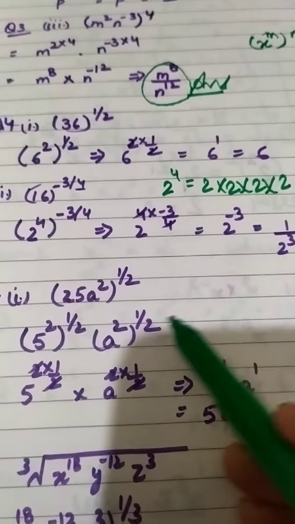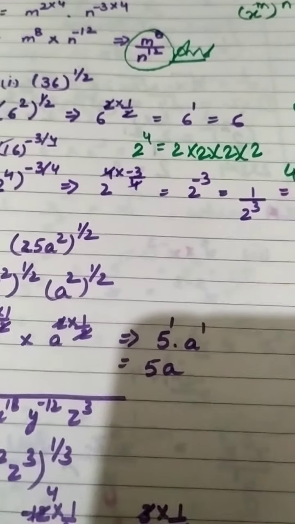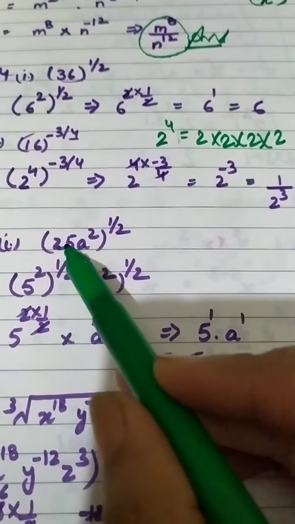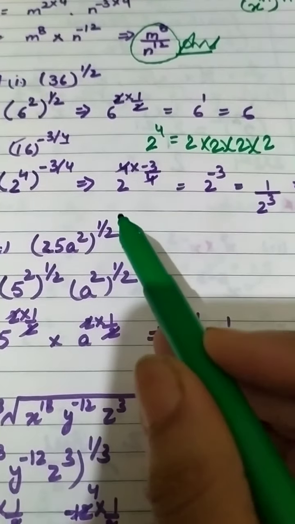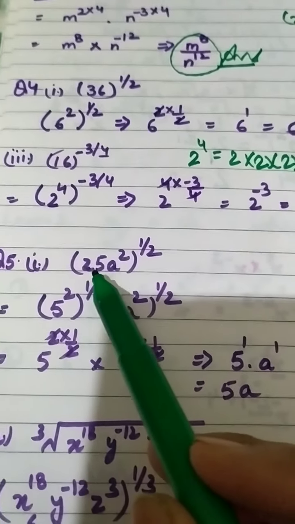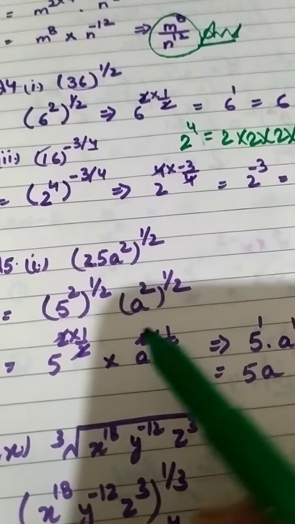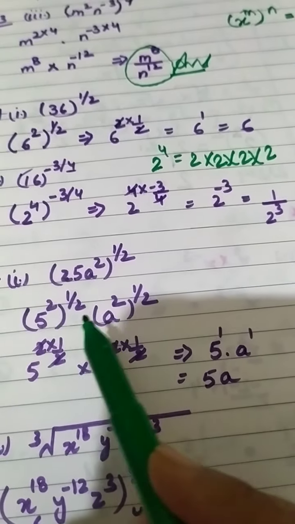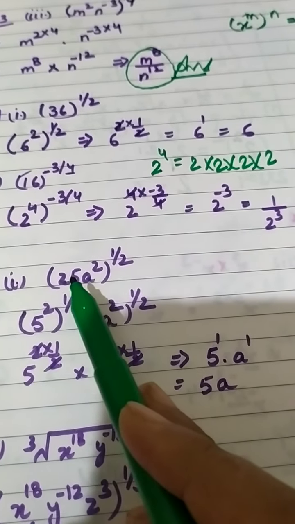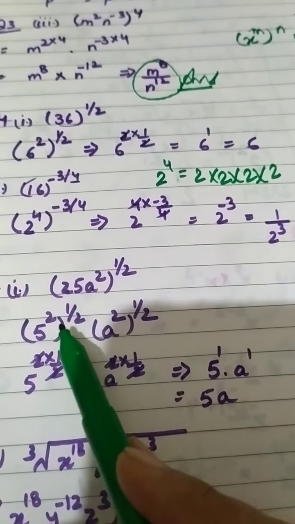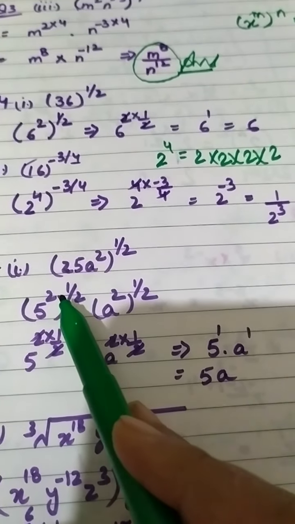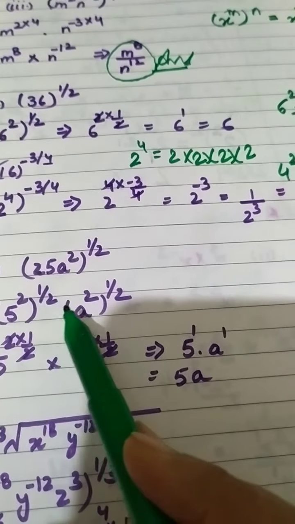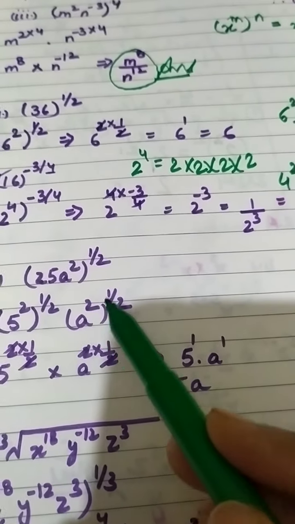Now coming to question 5, in which also you have to do simplification. So you have 25a square whole power 1 upon 2. You can write this 25 like this, 5 square whole power 1 upon 2. You will separate this 25 and a. So we will solve 5 first. It will be 5 square whole power 1 upon 2. Then a square whole power 1 upon 2.